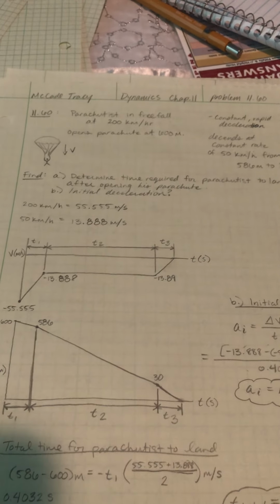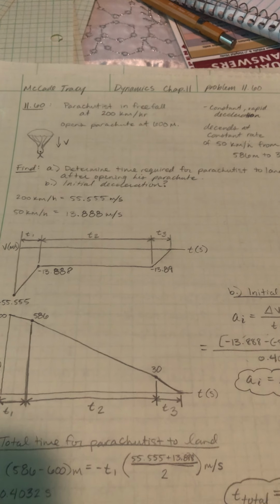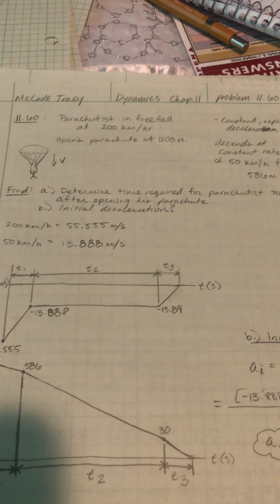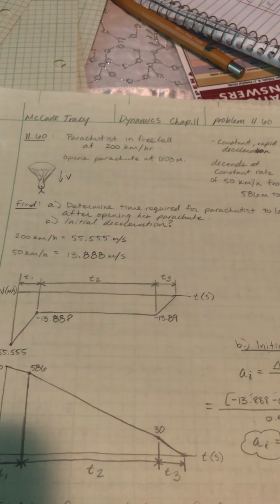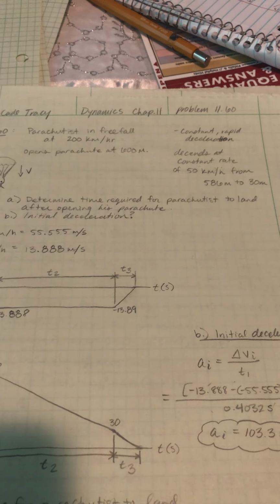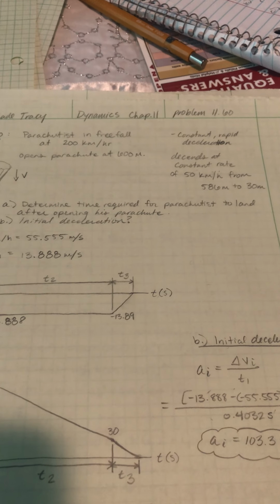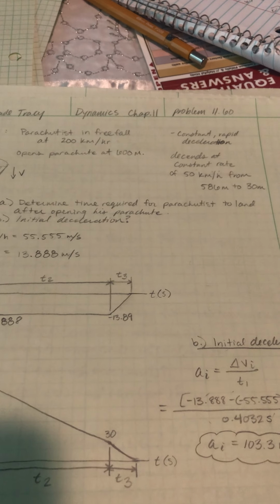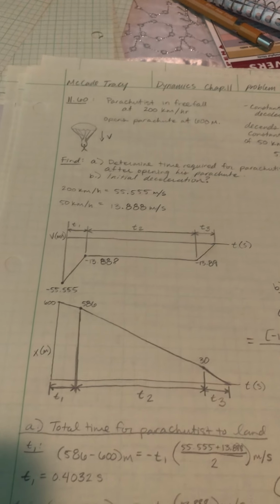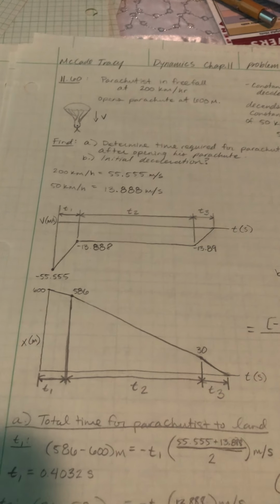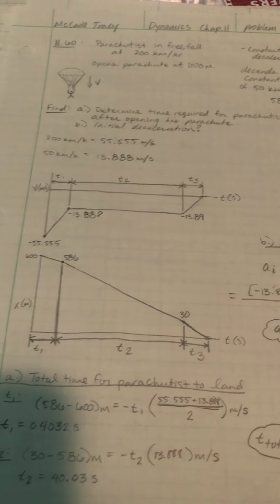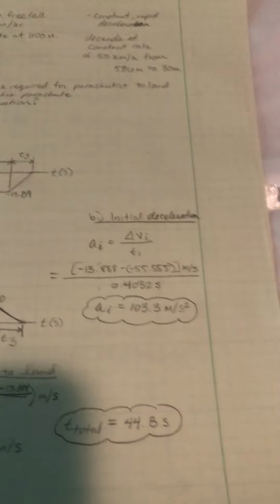In this question, we have a parachuter falling at 200 kilometers per hour. He opens the parachute at 600 meters, and he has constant deceleration of 50 kilometers per hour from 586 meters to 30 meters. So we were able to draw our graphs, and finding the area underneath, we were able to solve this problem.